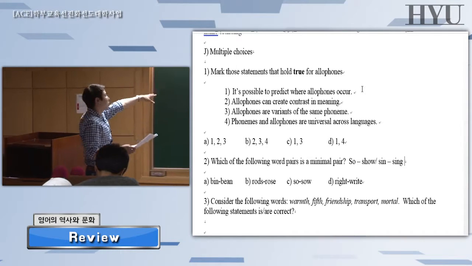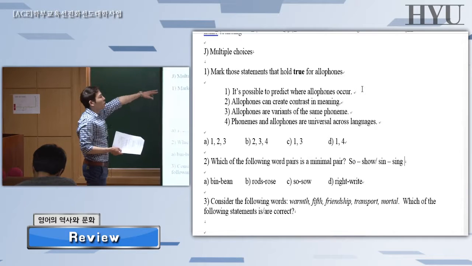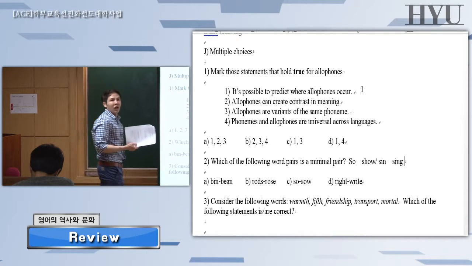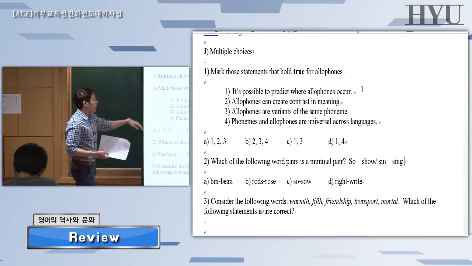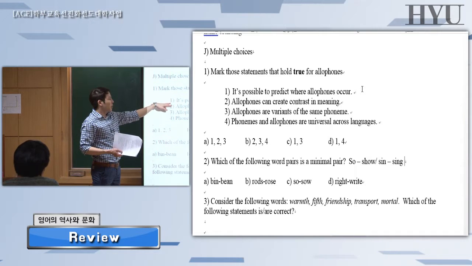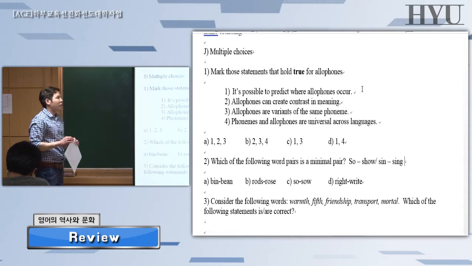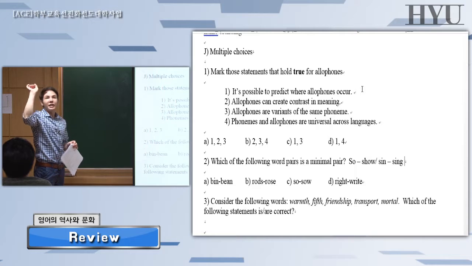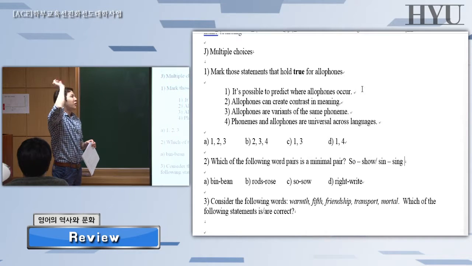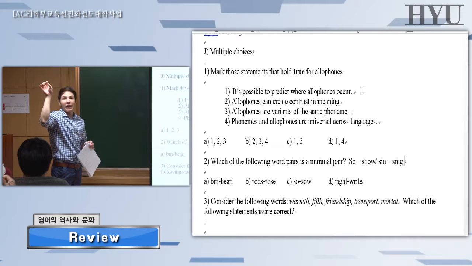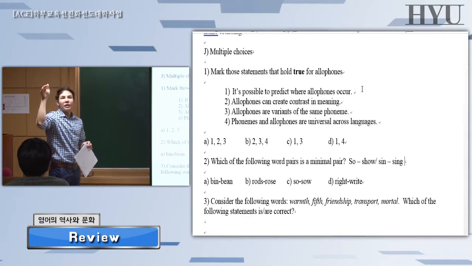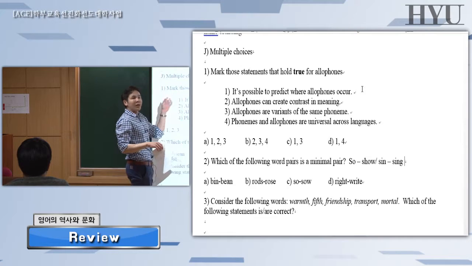Okay, let's look at part J together. Number 1, mark the statements that hold true for allophones and phonemes, okay? Let's look at statement 1. It's possible to predict where allophones occur. Is it true or not? Remember, phonemes are significant sounds, meaning that phonemes can indicate contrast in meaning, right? And you cannot predict where a phoneme can occur because a phoneme can occur anywhere, right? But for allophones, you can predict.